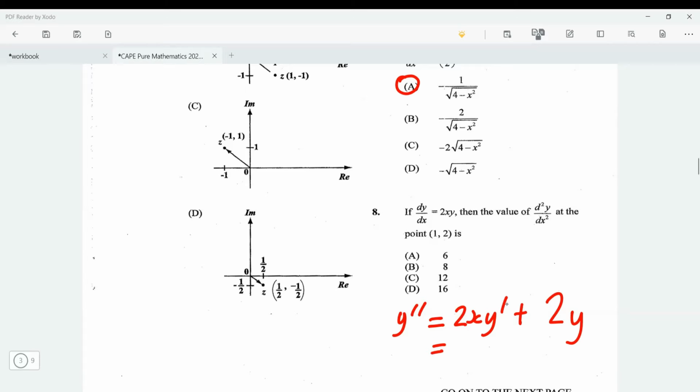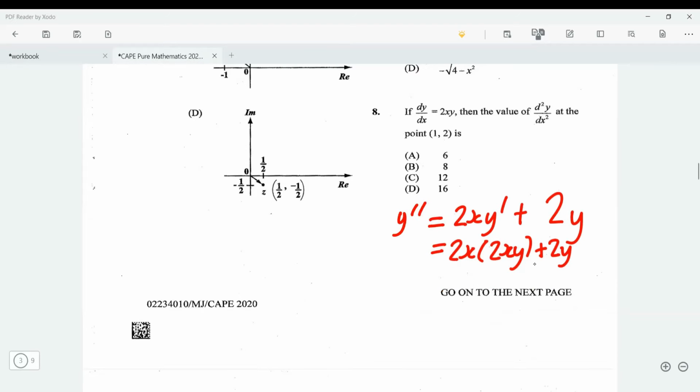So this is really 2x times 2xy plus 2y. That's what that is pretty much telling us. That's d2y by dx squared. And so what we need to find now is the gradient at (1, 2). So put x as 1 and y as 2.